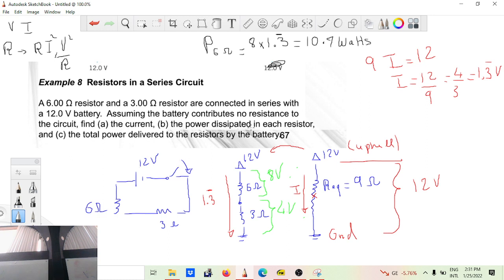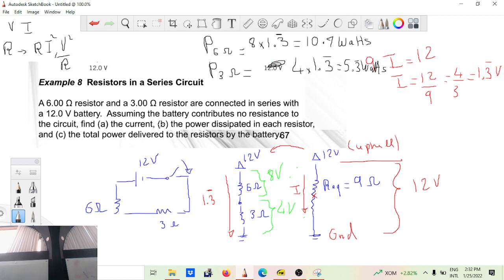And the power of the 3 ohms, it's going to be 4 times 1.3 repeating. I rounded 1.3, about 5.3. 5.2. I didn't put the repeating. Okay, that's fine. And at the top, I got 10.4. Okay, I guess for the problem, I'm not going to give you repeating. But that's the idea. Okay?